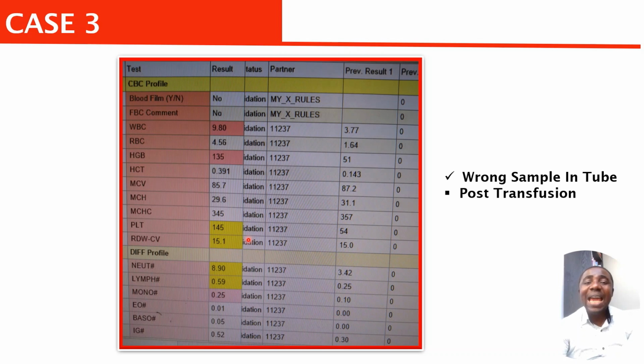Very important. If in any situation this is not the case, that means there's something wrong with the previous result or the current result. So one of them, either the previous or the current, is wrong patient in tube. So that is one of the answers you can give to them.